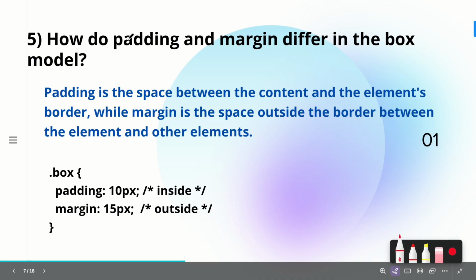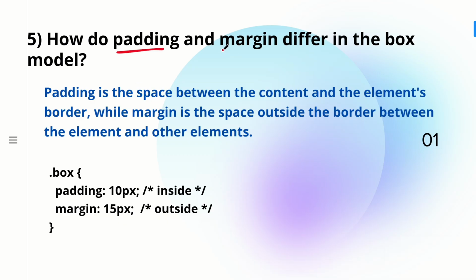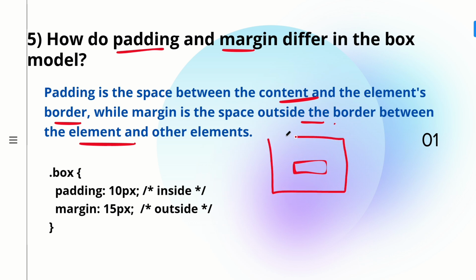Our fifth question here is, how do padding and margin differ in the box model? We have discussed it in the previous question, but we will see it again. Padding is the space between the content and the element's border, while margin is the space outside the border between the element and the other element. Suppose we have this content and there is a border. What is padding referring to? Padding is referring to the space between the content and the element's border. So this is my content and this is the element's border.